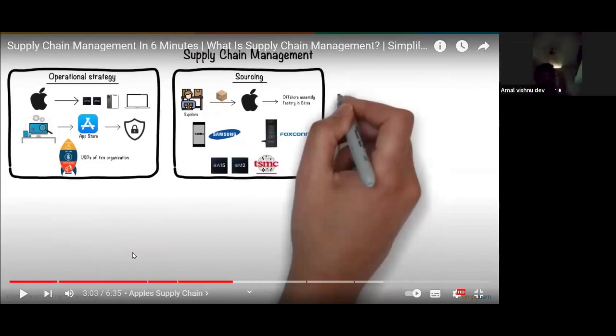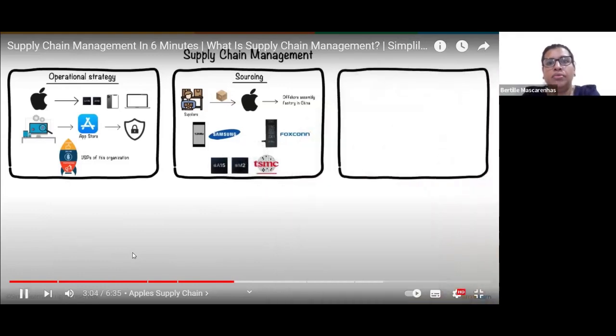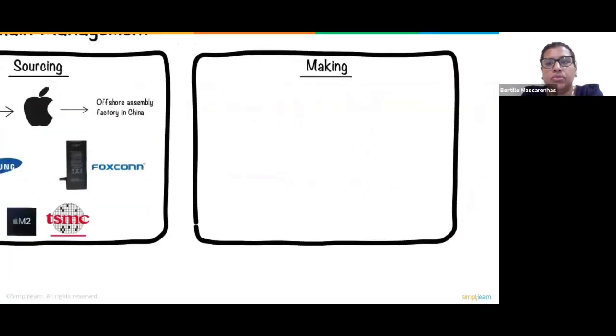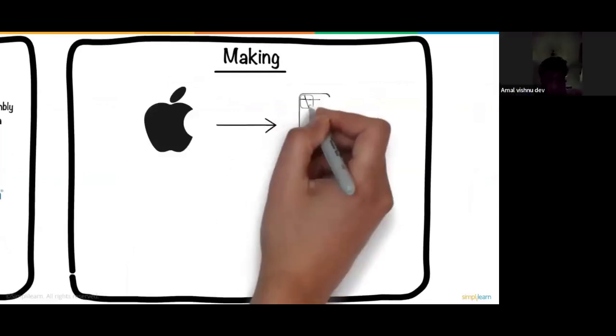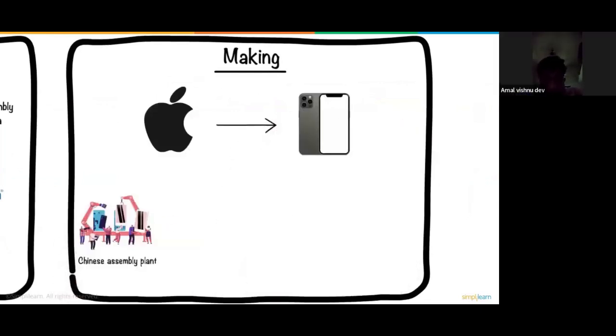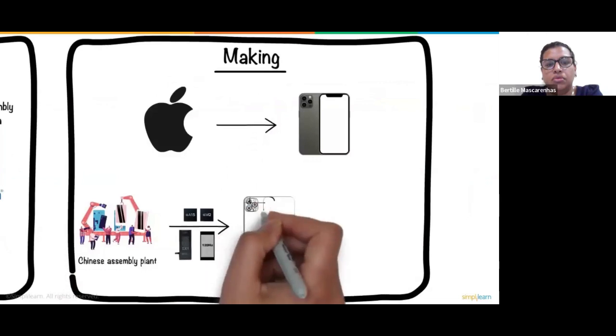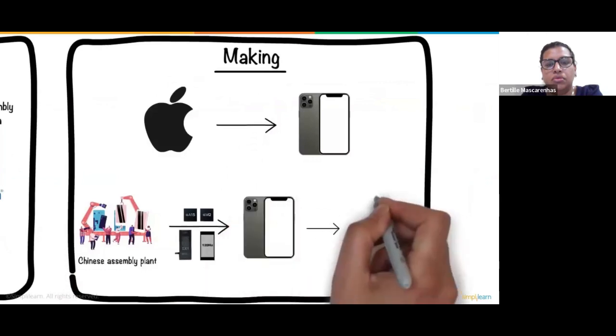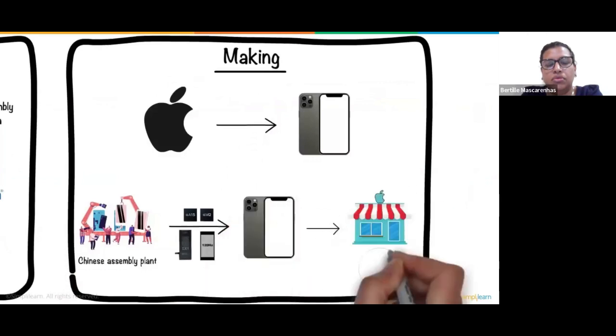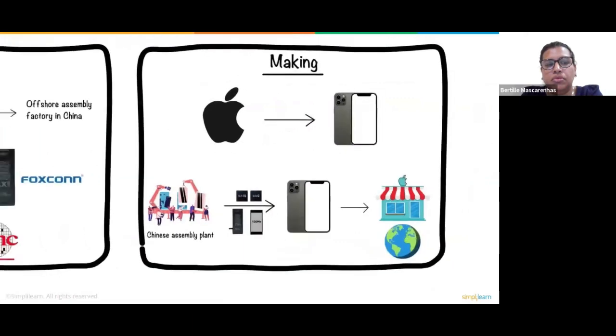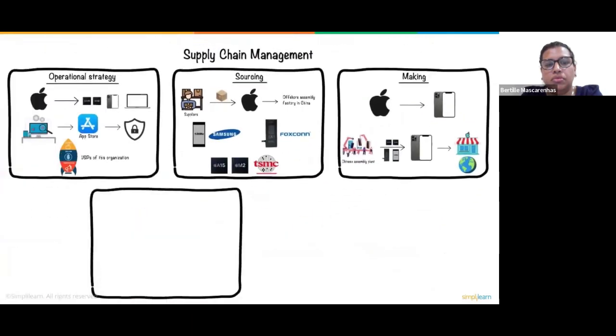Understanding a little, comes the third stage, known as making. This is the stage where Apple manufactures its products. The outsourced Chinese assembly plant majorly assembles all Apple products and ships them to the warehouses or distribution centers spread across multiple continents. After that, the next stage of supply chain management, delivery, comes into play.